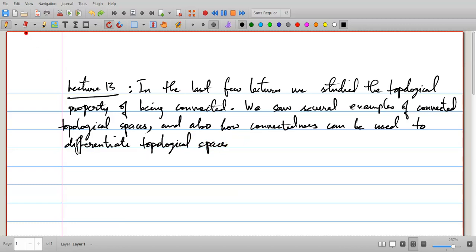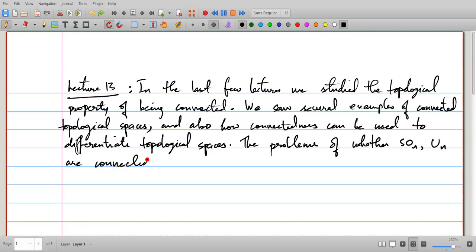For instance, one of the exam questions was: show that S1 is not homeomorphic to the interval [0, 1]. But we did not cover all examples. So the problems of whether S^n and R^n are connected are pending, and these will be taken up.